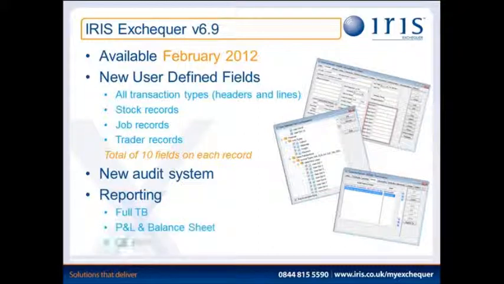And I mentioned in the presentation around the reporting that we did in 6.8 for the MS SQL edition, we've extended some reports as well inside 6.9, so this will be the full trial balance, profit and loss, balance sheet and the general ledger pre-posting report to complement the work we did in 6.8, and that was around the simplified trial balance and the aged debtors and creditors reports. So more to come in 2012, version 6.9 in February of that year.